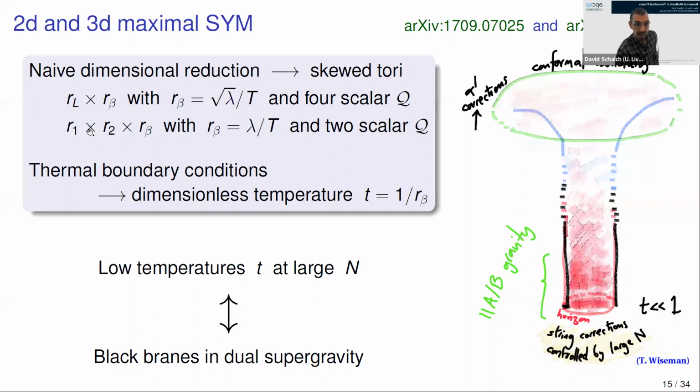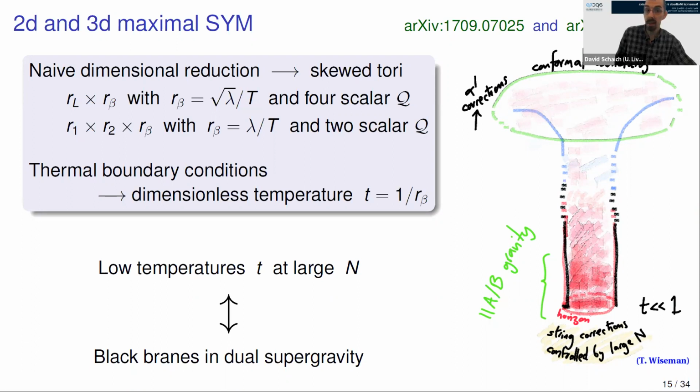Similarly, in 3 dimensions, we have 2 spatial directions, and the temporal extent is given by the dimension 1 't Hooft coupling divided by the dimensionful temperature. In those lower dimensions, we have a larger number of scalar supersymmetries that are exactly preserved on the lattice, and we can identify a dimensionless temperature just as the inverse of this dimensionless temporal extent with the application of thermal boundary conditions, periodic for the bosonic fields and anti-periodic for the fermions.